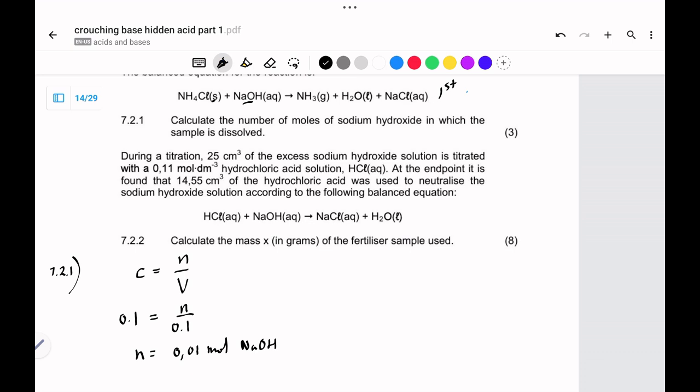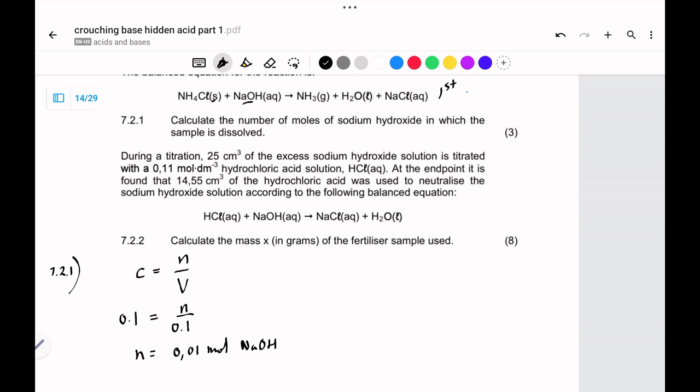Okay, so what are the details? During a titration, 25 cubic centimeters of the excess sodium hydroxide solution is titrated with a 0.11 mole per cubic decimeter hydrochloric acid solution, HCl. At the end point, it is found that 14.55 cubic centimeters of the hydrochloric acid solution was used to neutralize the sodium hydroxide solution according to the following balanced equation. There we are. Okay. And we are asked for 8 marks.